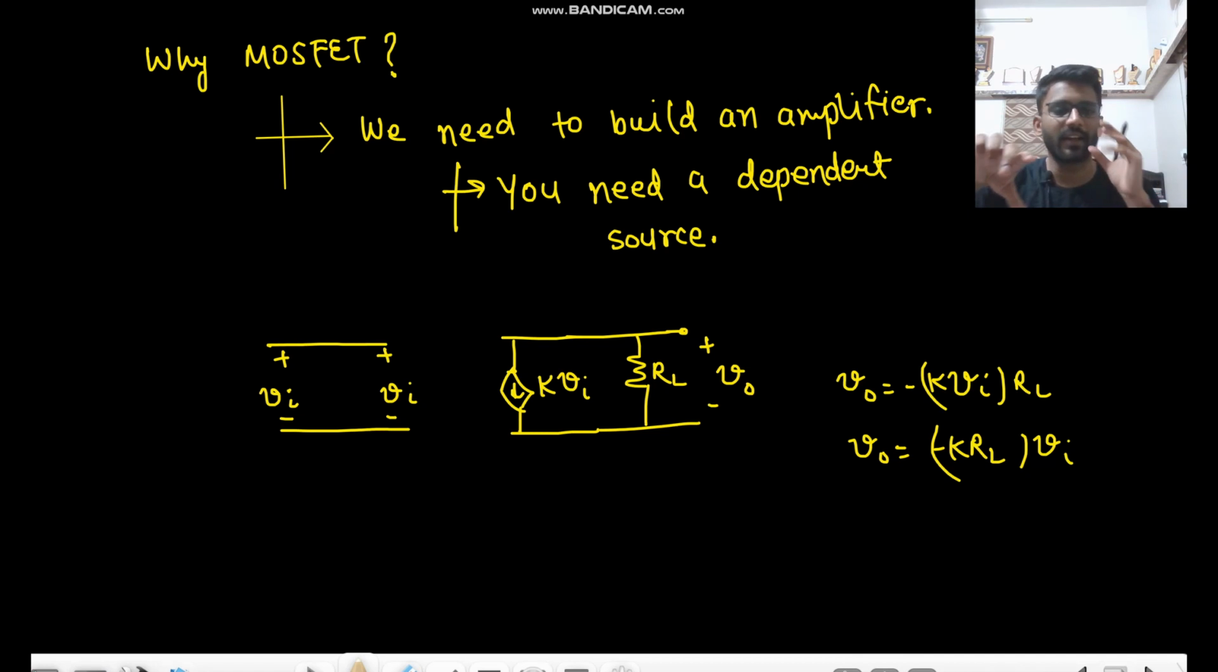Let us take a current source. Depending on this input voltage, there should be a dependent current source. Then we can magnify the output voltage based on the K value, this constant value. So there should be a dependent source, and the source should be dependent on the input value.